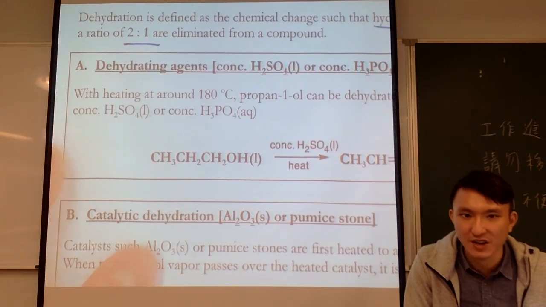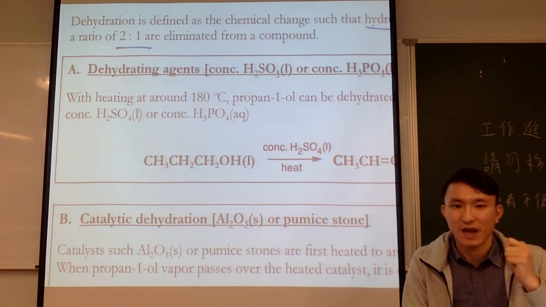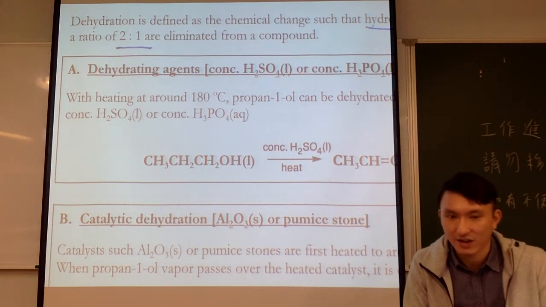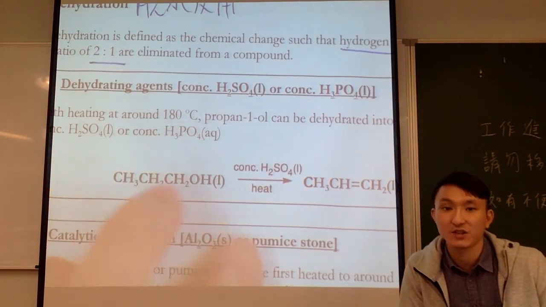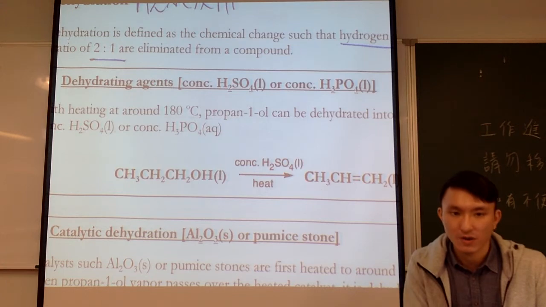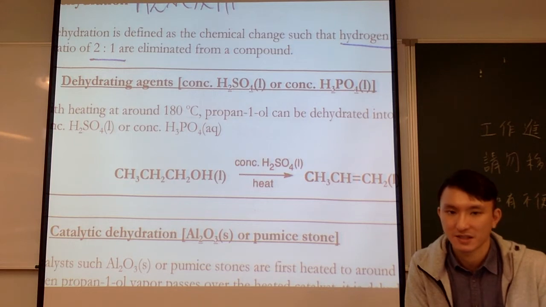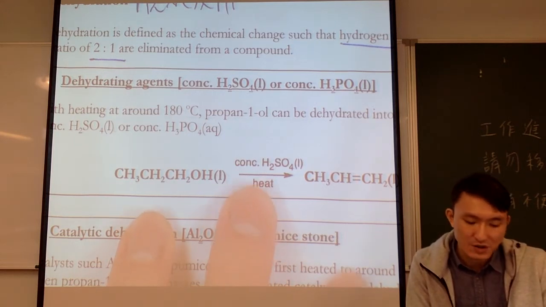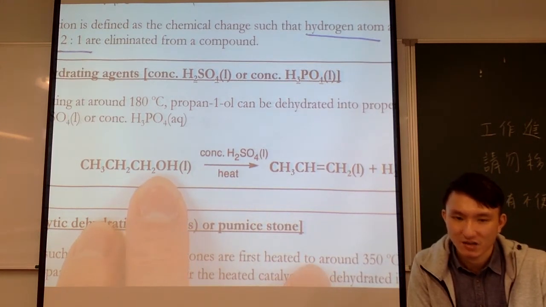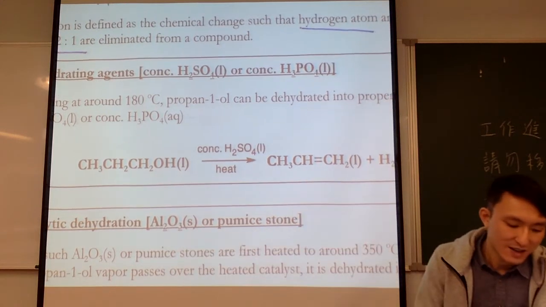So down here, whenever we have to do dehydration, we will have to use either a dehydrating agent or a catalyst. So again, there are two ways. For a dehydrating agent, you can use conc. sulfuric acid or conc. phosphoric acid. And always remember, whenever you want to undergo dehydration, you must heat it, okay? So here, we use conc. sulfuric acid, we heat it, so we will take away the hydrogen and oxygen, and it will give rise to an alkene.